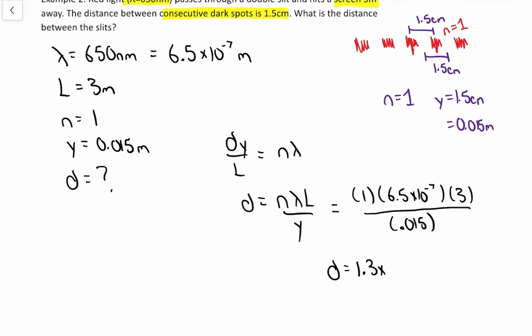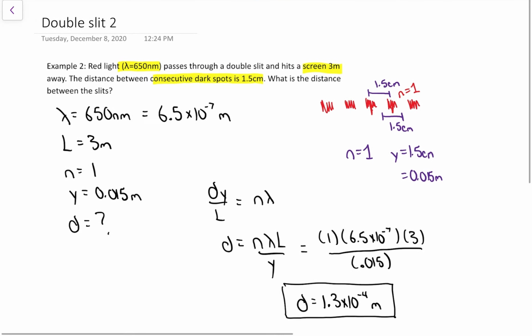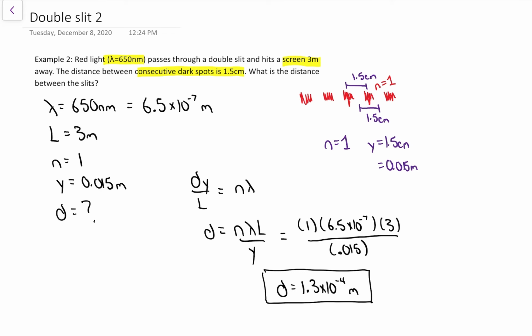Crunch it out. When I do it, I get 1.3 times 10 to the negative 4 meters. So that's a fraction of a millimeter if we care, or just in scientific notation, meters is good. That's how we're going to work double slits. Pretty much all these interference questions, from what's given in terms of the pattern, the spacing of the bright, or in this case, dark spots, doodle a little picture and figure out what that's really telling you.